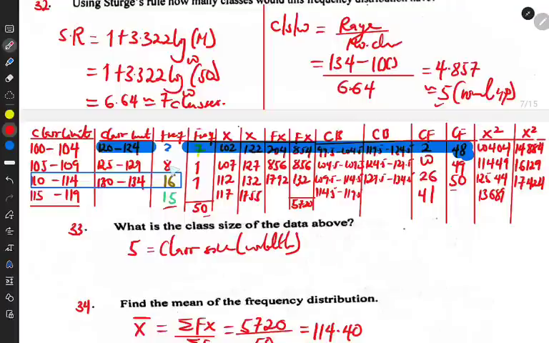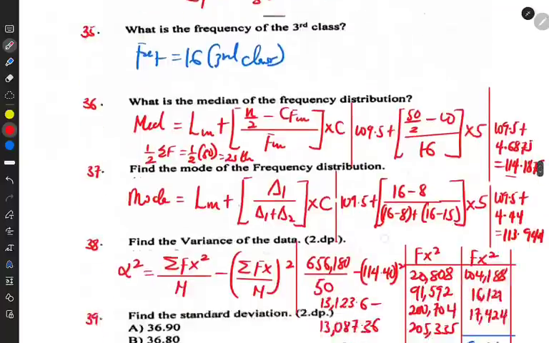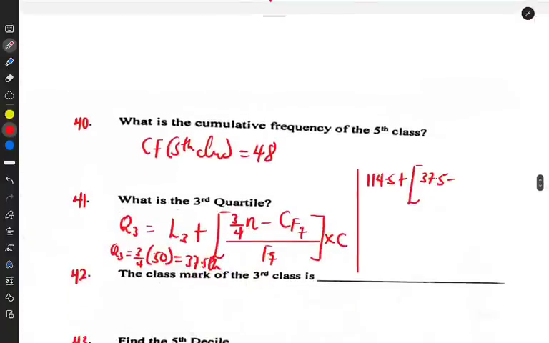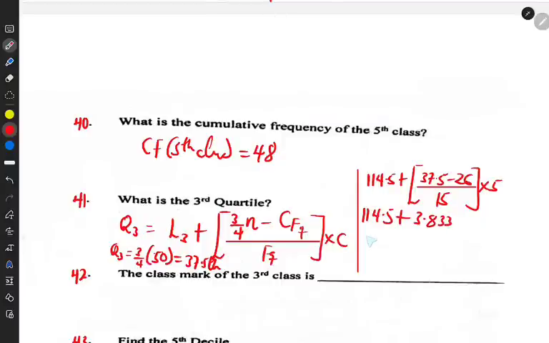So here we add them. 2 plus 8 is 10. Plus 16, you get 26. So the cumulative frequency is 26. So we subtract 26 from here, and then divide all by the frequency of the quartile class, which is 15. Then multiply by our class size of 5. So we'll have 114.5 plus the whole of this, which gives you 3.833, and summing them I get 118.33, and that will give you the value of the third quartile in this data set.